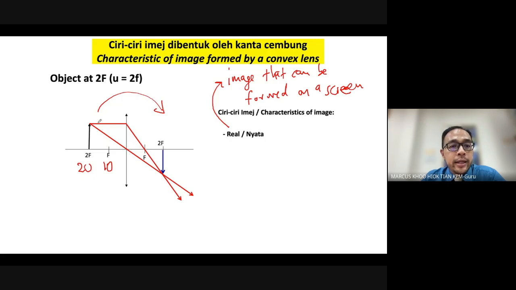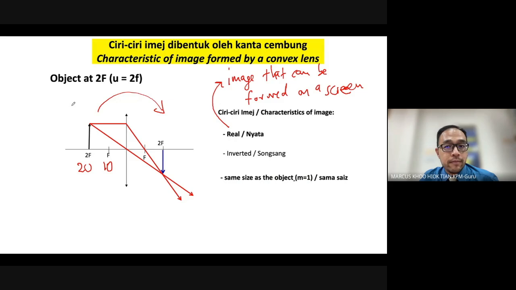Secondly, notice that it's still upside down. So upside down in English is inverted. Now, if you take a look very closely at the image, you will notice that it is the same height as the original object. And so we don't call this diminished anymore. We call this same size. In short, this is RIS. Real, inverted, and same size.